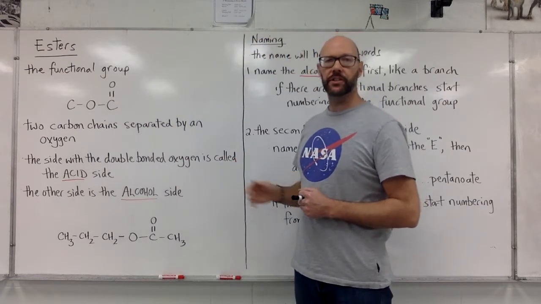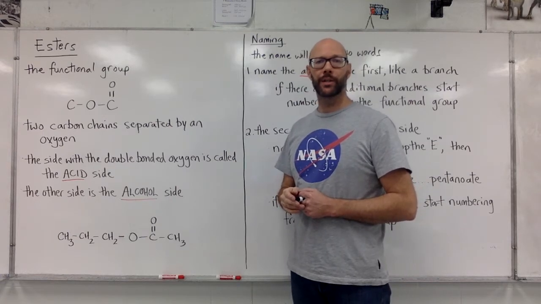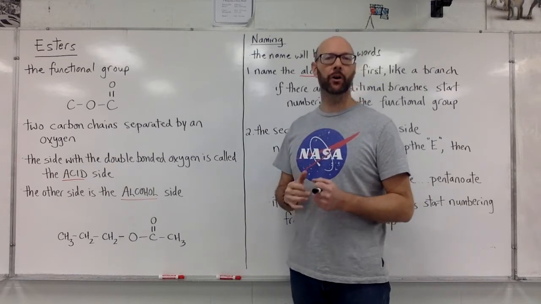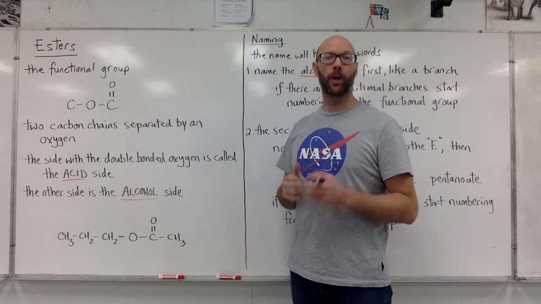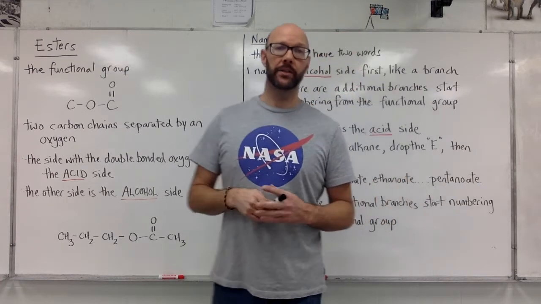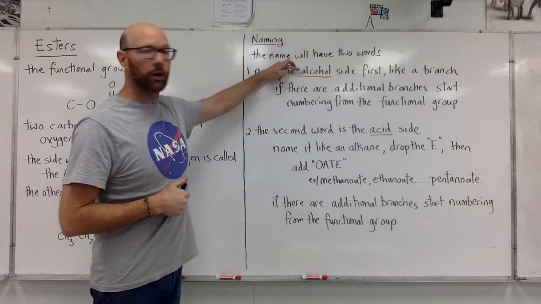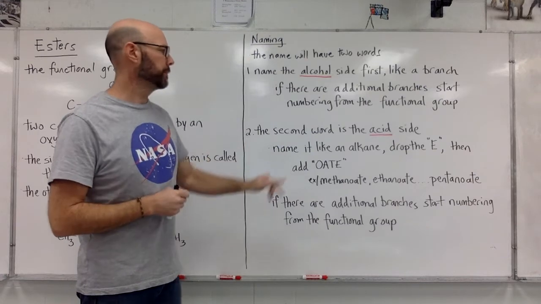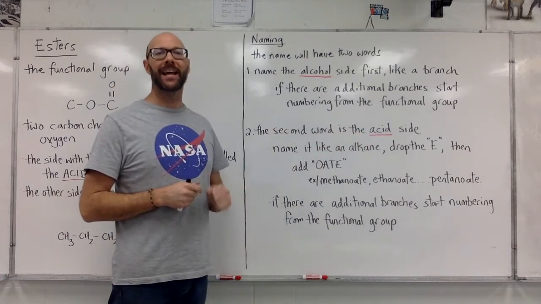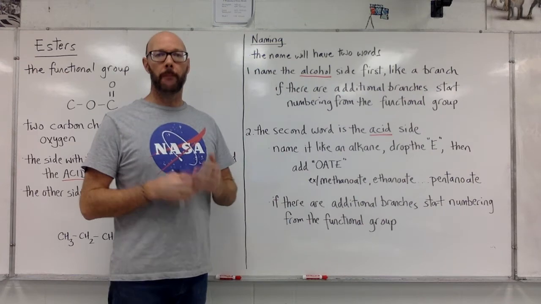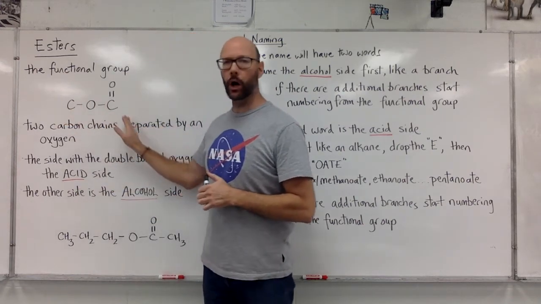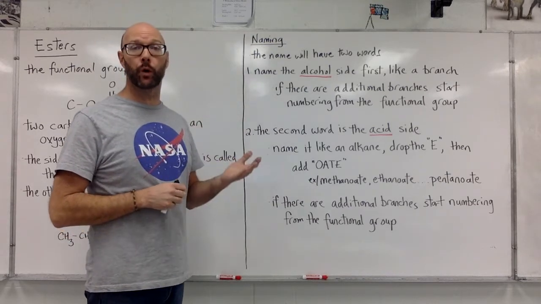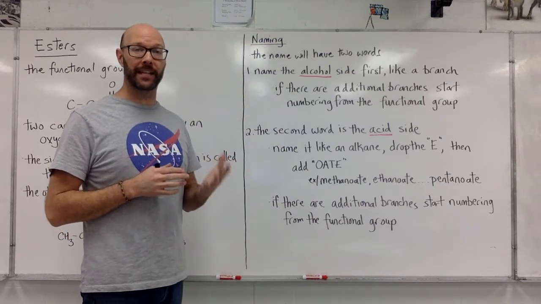The side that has the double bonded oxygen on it is called the acid side. And then the other side is the alcohol side. This is a really important distinction to make because we have to name the alcohol side first. That's the front part, the left-hand part of the name. And then the acid part is the end of the name. Because there's two different carbon chains, the name itself is actually going to be two words. It's the first time we've encountered that.